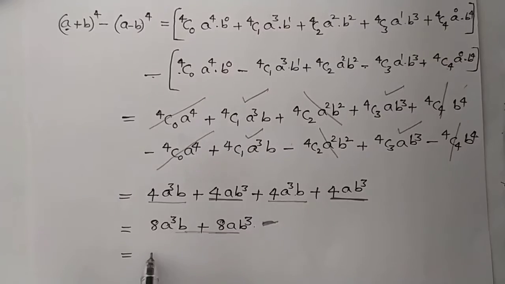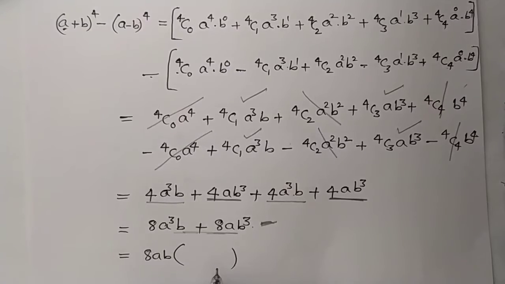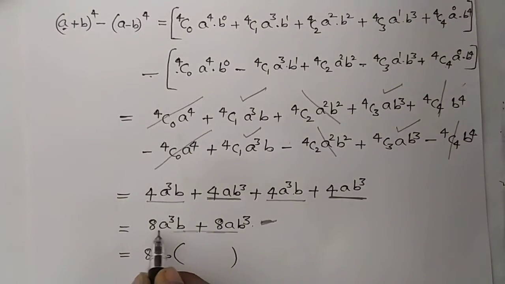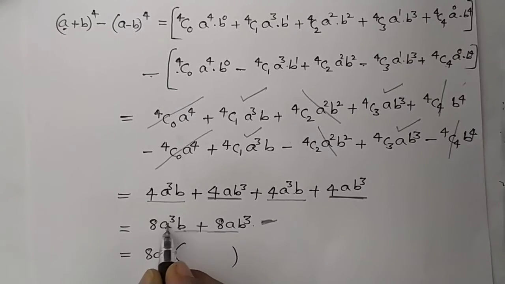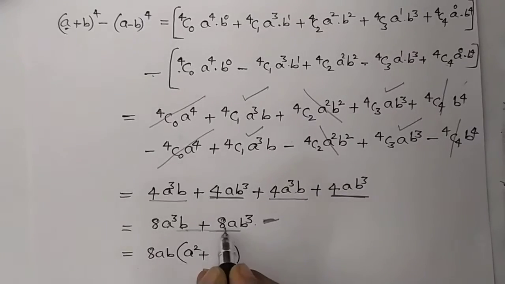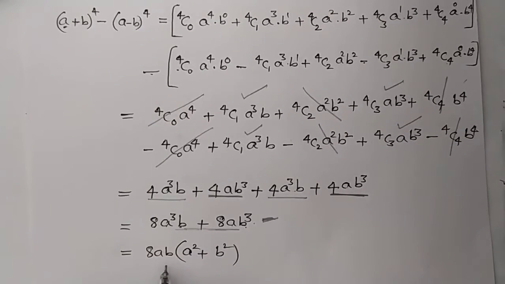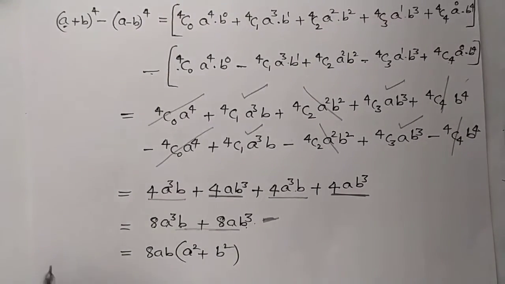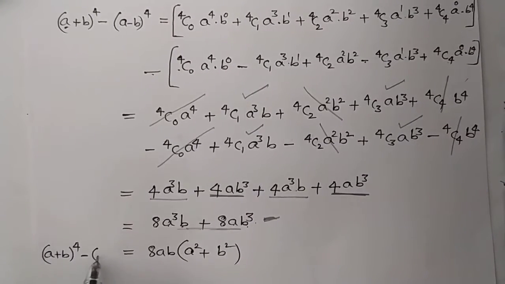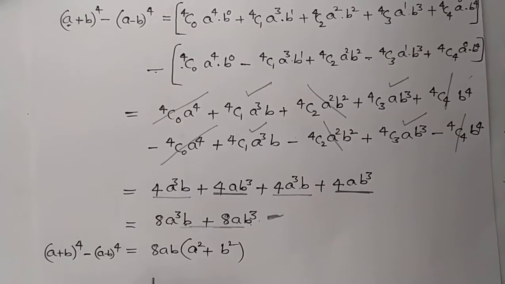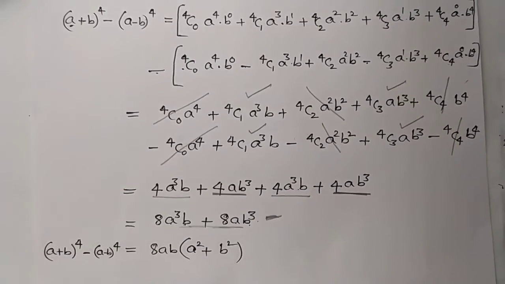If we take 8ab outside, then what we will get? 8ab is common. In this term, 8ab is common, remaining will be a square, plus, in this 8ab is common, then the remaining will be b square. 8ab into a square plus b square. Hence, (a plus b) whole power 4 minus (a minus b) whole power 4 equals 8ab (a square plus b square). It is the first question.